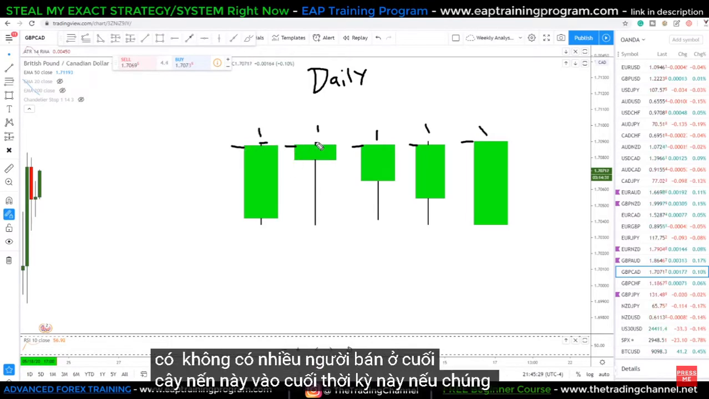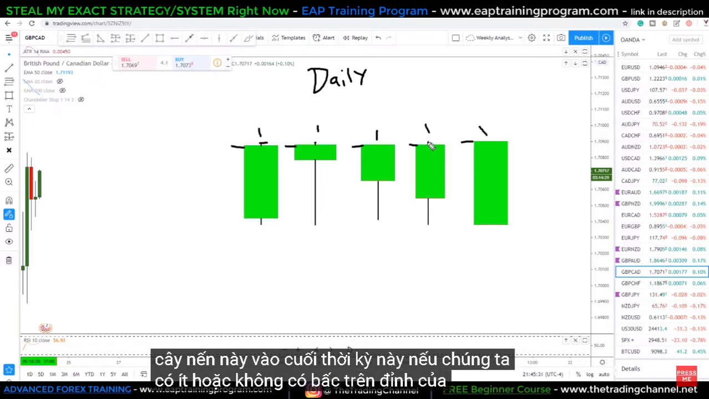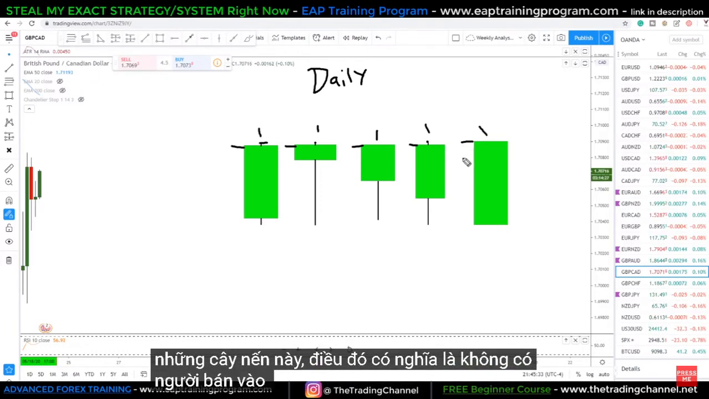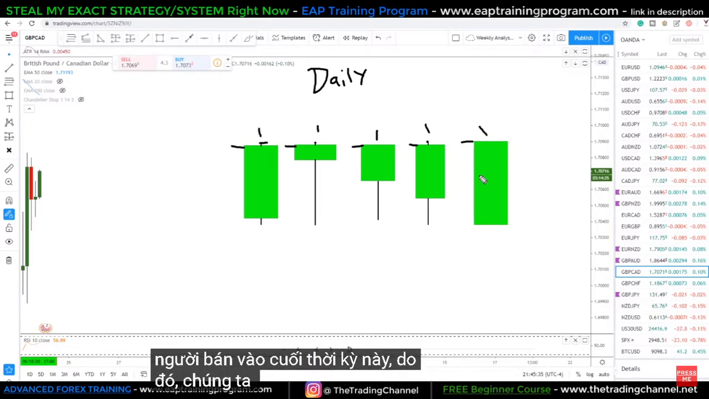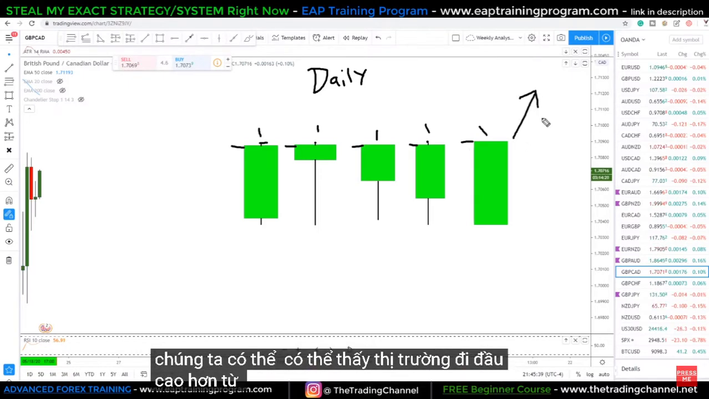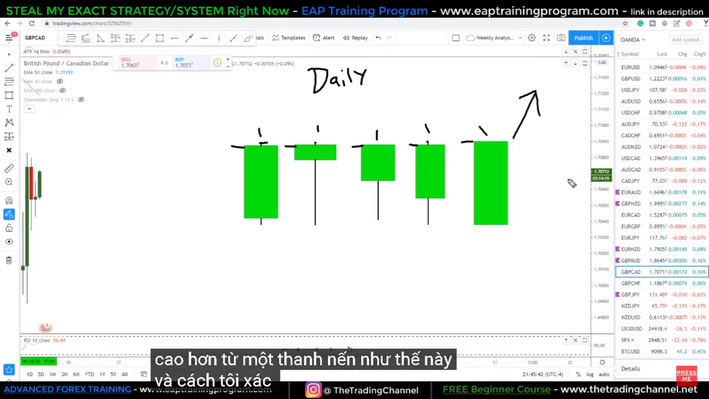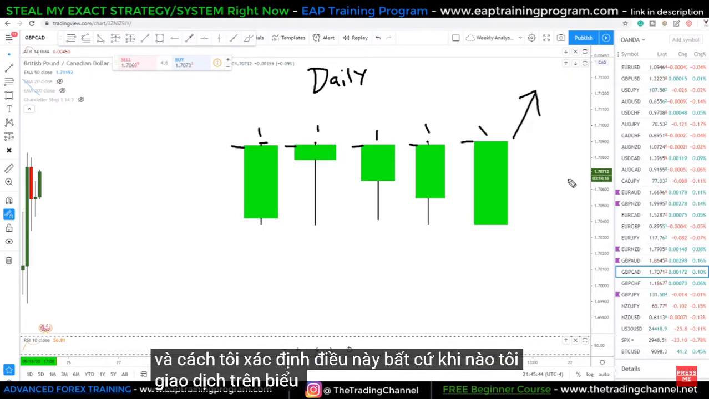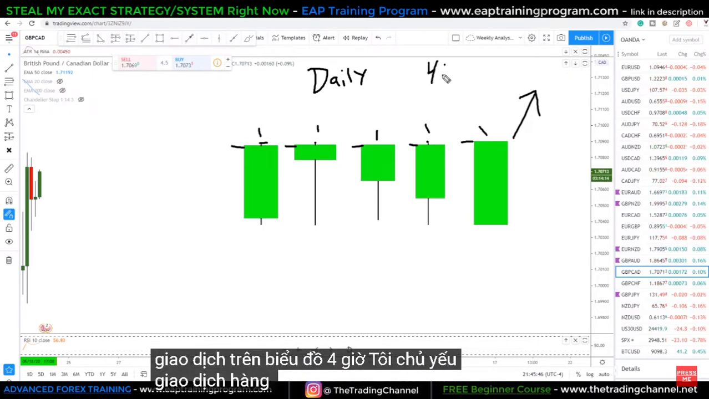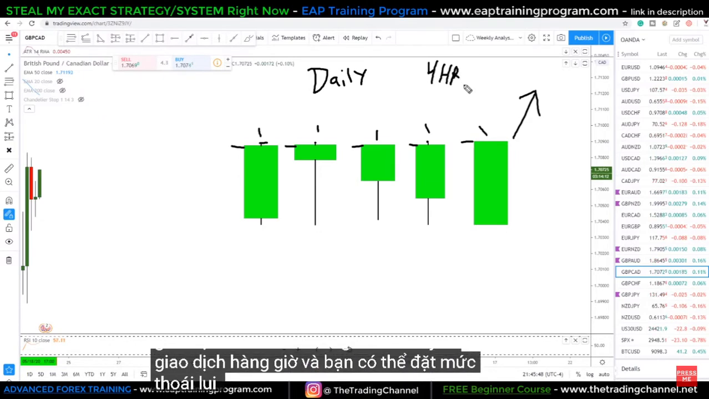At the end of this period, if we have little to no wicks on the top of these candles, that means there were no sellers at the end of this period. So that gives us a good representation that we could possibly see a market head higher from a candlestick like this. And the way I define this, whenever I'm trading on a 4-hour chart, I mostly trade on 4-hour, you can set a Fibonacci retracement like this.